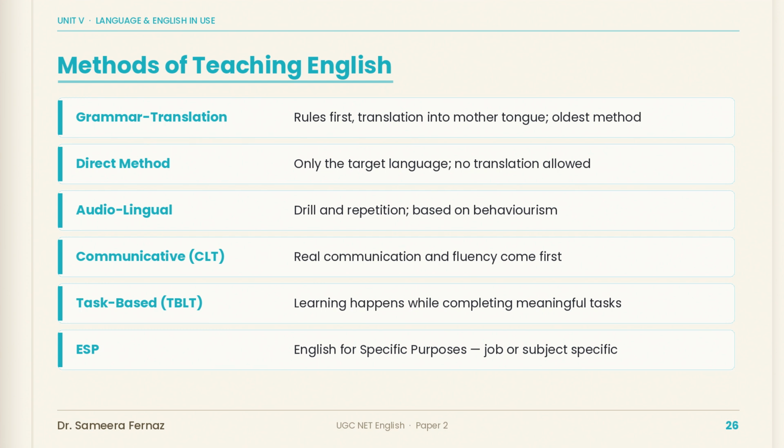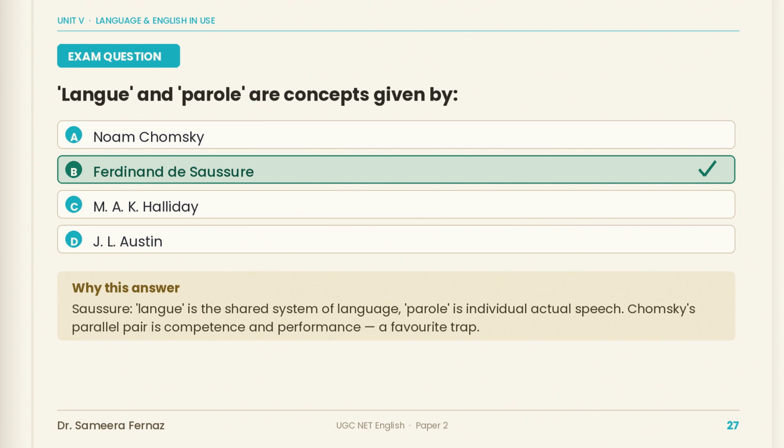Langue and parole are concepts given by whom? Option 1, Noam Chomsky; option 2, Ferdinand de Saussure; option 3, Halliday; option 4, J.L. Austin. The answer is option 2, Ferdinand de Saussure. Langue is the shared system of language, and parole is the individual act of actual speech. Be careful here, because Chomsky's parallel pair is competence and performance. Examiners often mix these two pairs.